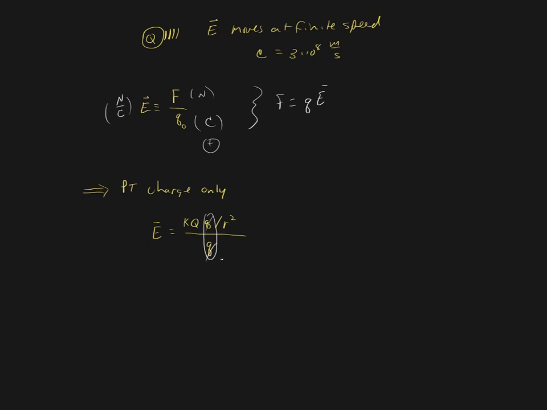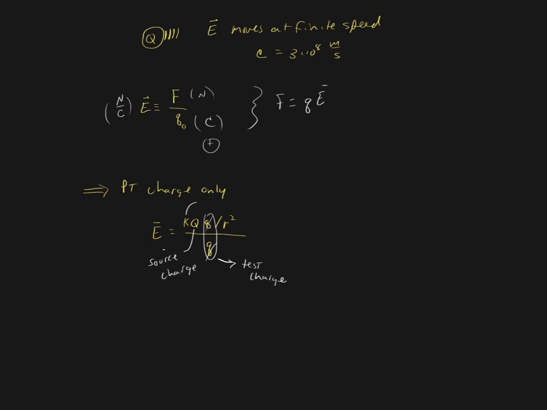This was our test charge. So remember, this is the test charge. K is Coulomb's constant, so we can leave that alone. And this Q we consider to be the source charge. In other words, it's the one that's creating the electric field.